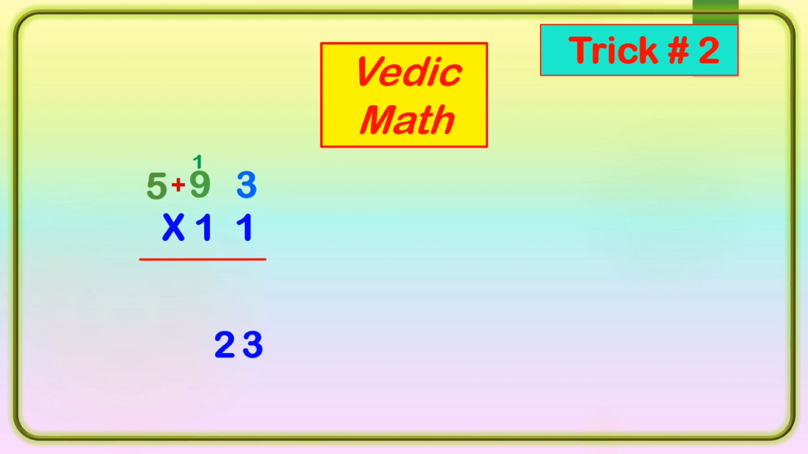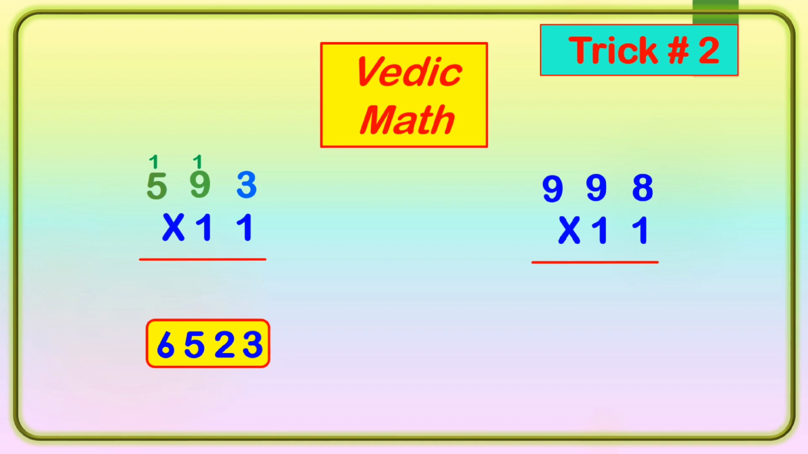Then the last number is 5. 5 plus 9 plus 1 is 15. 15 is also a double digit number. So write 5 and carry 1 upon the 5. 5 plus 1 is 6. Write it here. Your answer is 6523. One more number I will do.